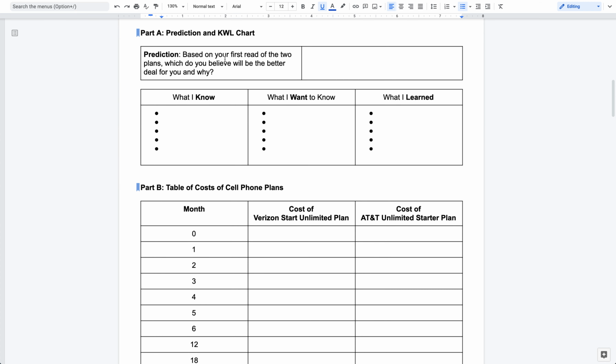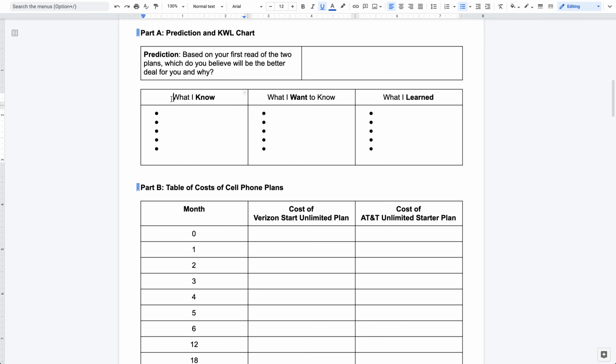Here I want you to go ahead and write which of those two plans, simply after reading them, would benefit you the most and why. So which one would you have chosen just based off your first read without actually sitting here and calculating which one is the better deal for you? Go ahead and type your response in this box.